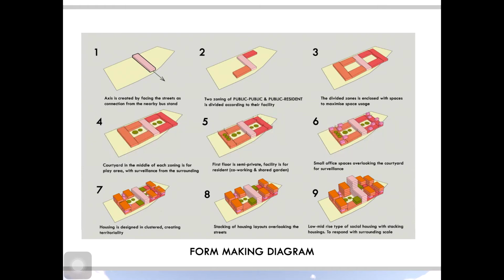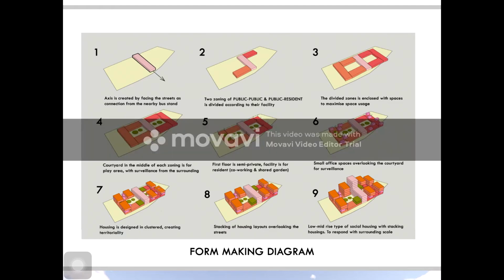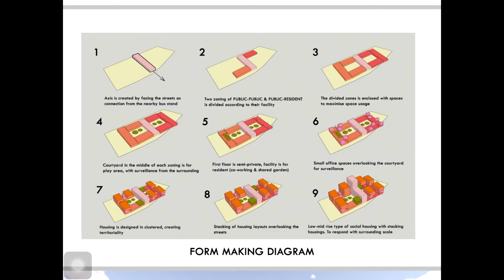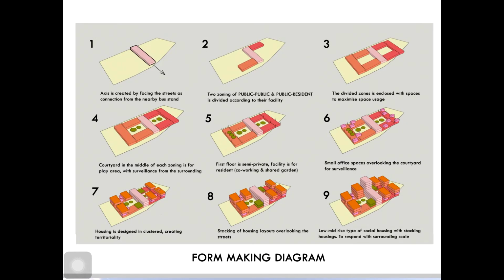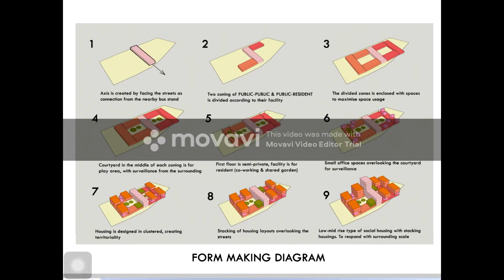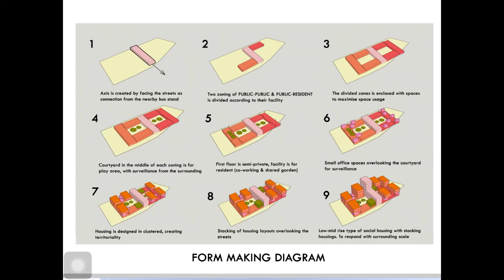The first initial idea that I get from the site is to connect the nearby bus stand to the site. Hence, I created an axis facing the street so that the pedestrians from the bus stand could eventually go into the building, as it will hinder them from any crime. The second one is that I created 2 zonings for public and public resident, and it is divided accordingly to their facility. So for number 3, the divided zone is enclosed with spaces to maximize space usage.